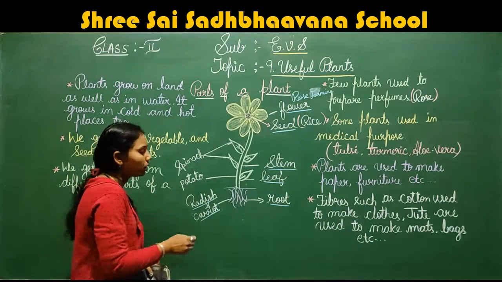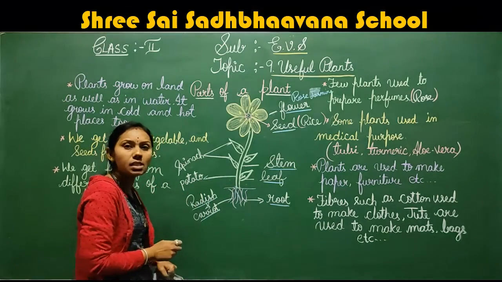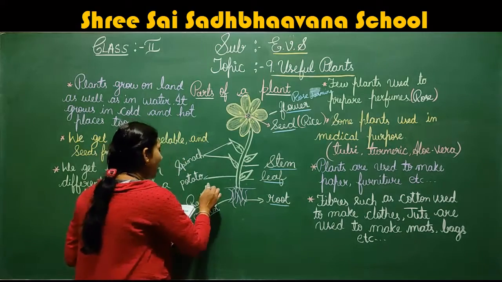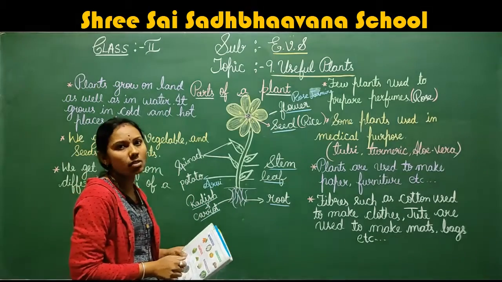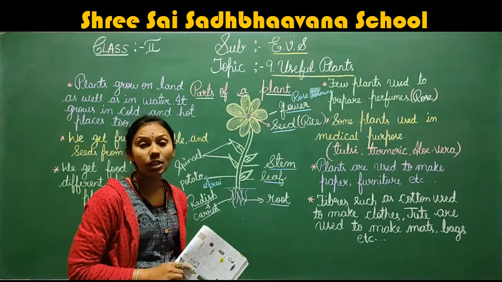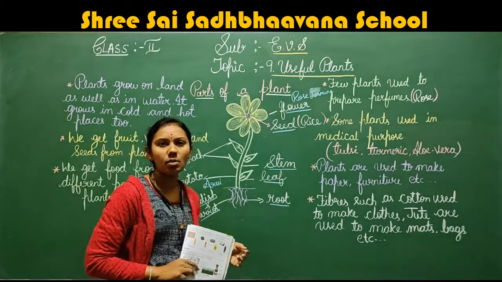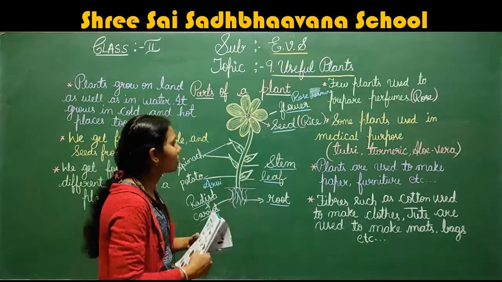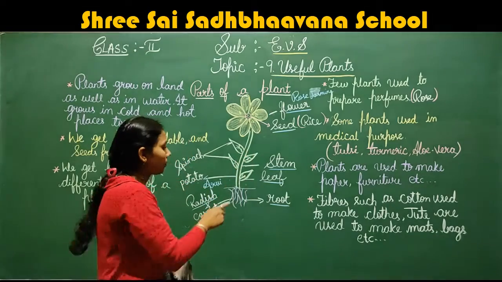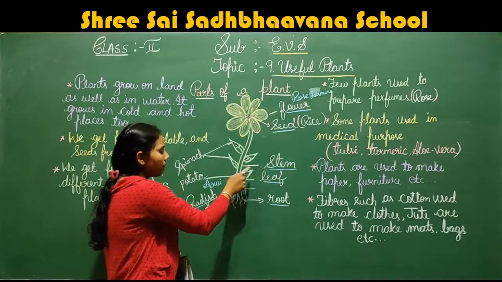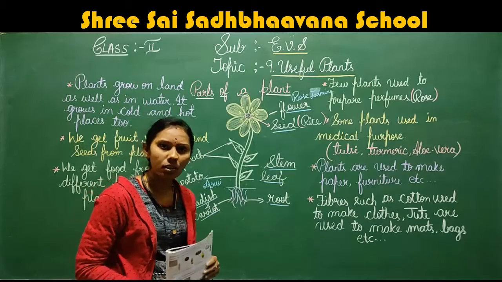Next, stem vegetables. I told you potato. This is a stem. This part we call the stem. The stem vegetables are potato and arvi. Even the sugar cane. Have you seen sugar cane, children? Yes, sugar cane is also a stem. This is the stem, you can see here. From this stem we get potato, arvi, sugar cane. These are called stem vegetables.